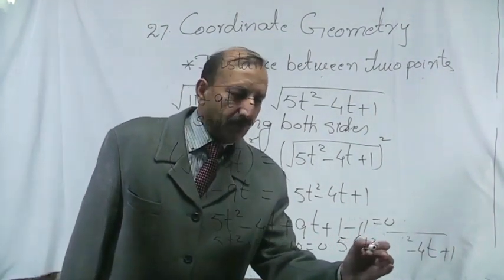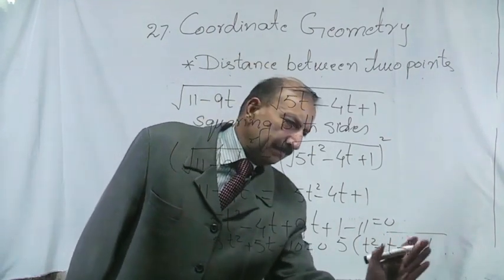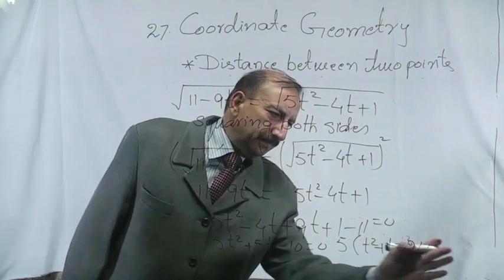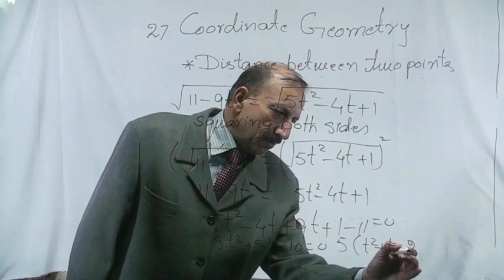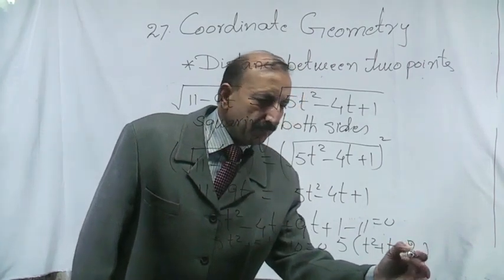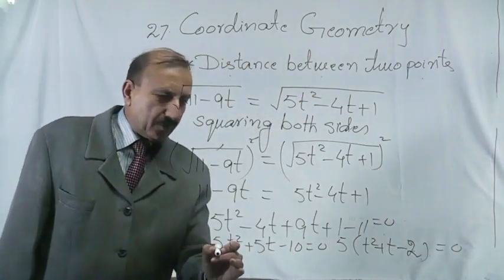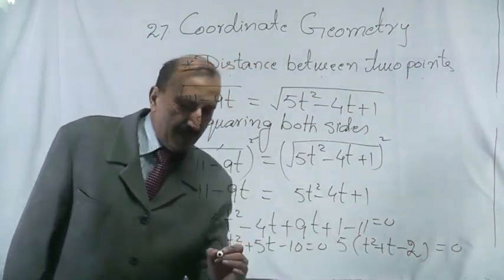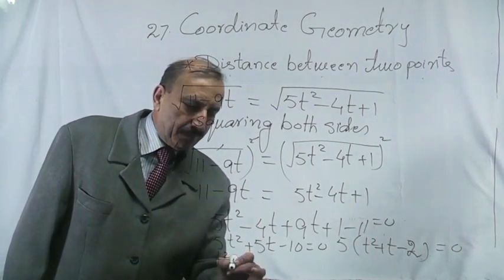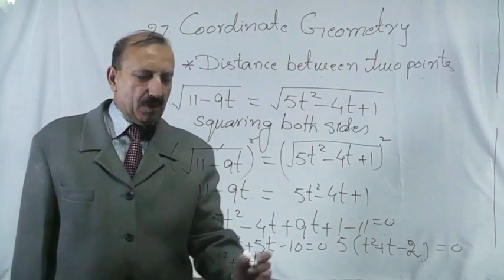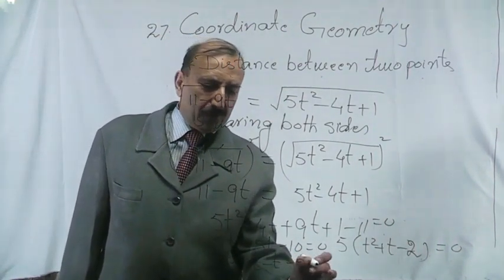square plus t minus 2 is equal to 0. Now we'll factorize this factor only, and this will be t square plus 2t minus t minus 2 is equal to 0.